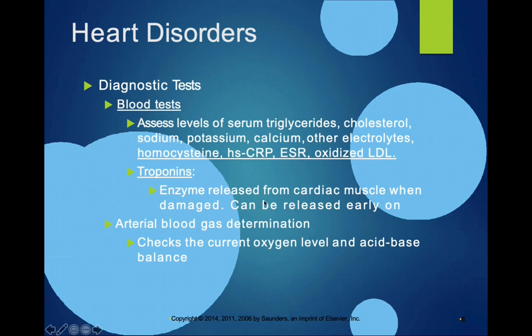Troponins, these are enzymes released from cardiac muscle when there's damage. So if someone's in the process of having a heart attack, not even having one, but just before, these can be released early on. So troponins could be predictive. It can tell you if they have one, if they're having one, or if they had one and they're in the recovery phase. They could also look at the arterial blood gas. That can check the current oxygen levels and even the acid-base ratio.